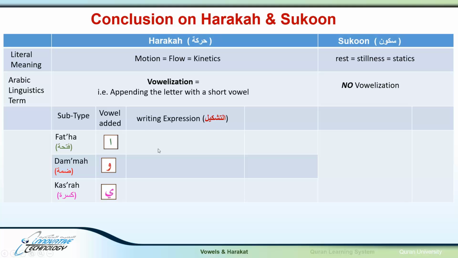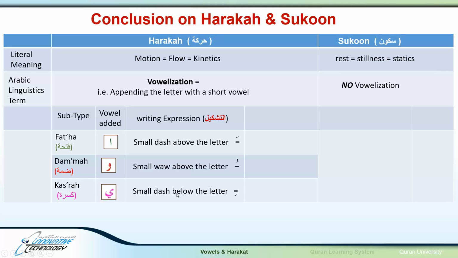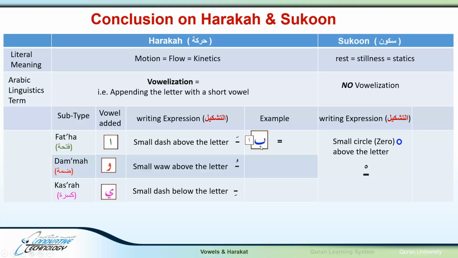The writing expression tashkil of fatha is presented as a small dash above the letter, a small a that is tilted, while the dhamma is represented as a small waw above the letter, and the kasra is represented as a small dash below the letter. The sukun is represented as a zero, a small circle above the letter. An example of the fatha is the letter ba with, as we said, the vowel a, to be ba with fatha. Ba with the letter u presents the ba with dhamma. Ba with the vowel e is actually the ba with kasra, while the ba with a circle is represented as the ba with sukun.